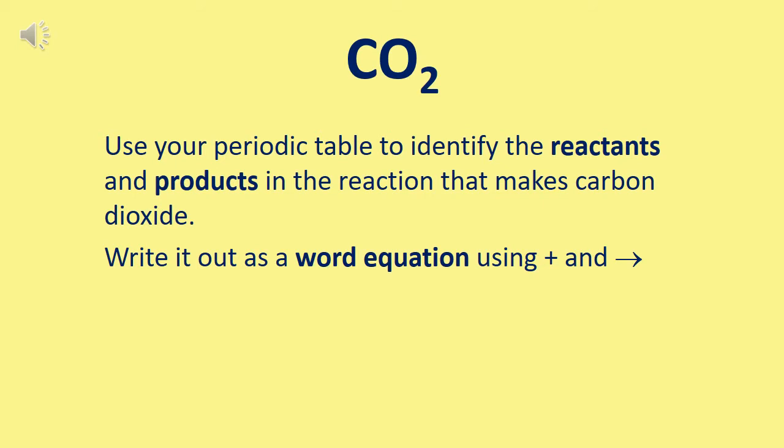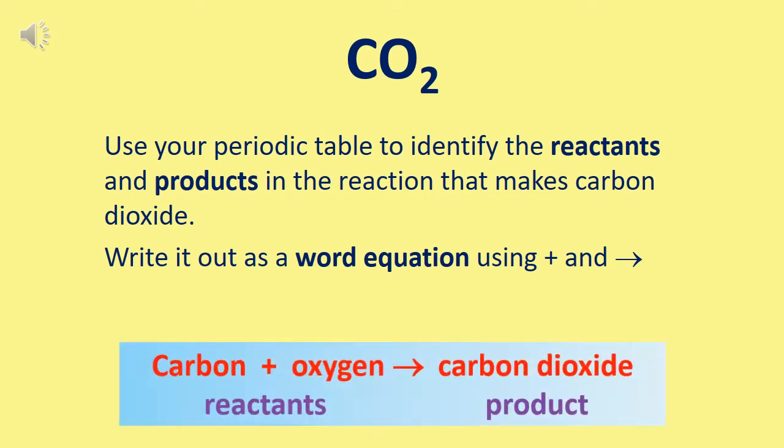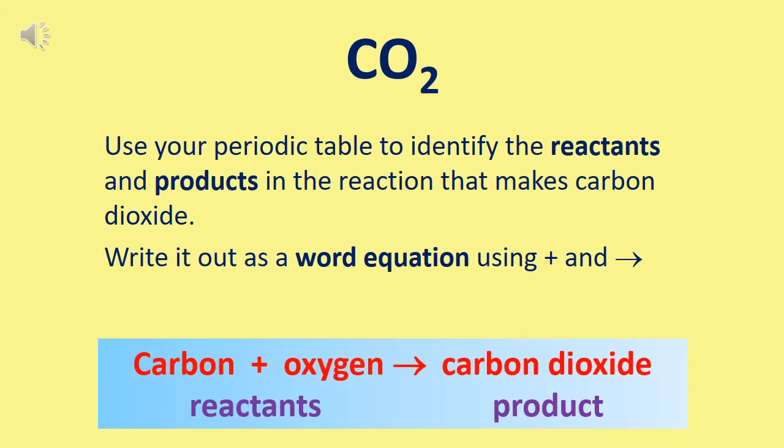Or perhaps you don't need one, because perhaps you can just use the word carbon dioxide to think, what do those words sound like? What elements are going to combine to make carbon dioxide? If you think you know, write it out as a word equation using, remember your symbols, a plus and an arrow. How did you do? Did you figure out it is carbon plus oxygen goes to carbon dioxide? Carbon and oxygen are our reactants and carbon dioxide is the product that's made.